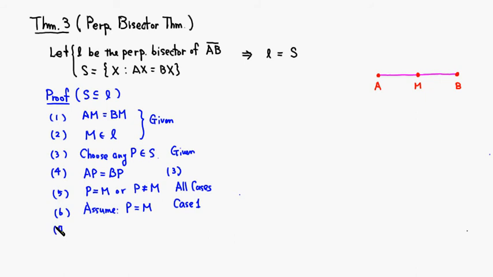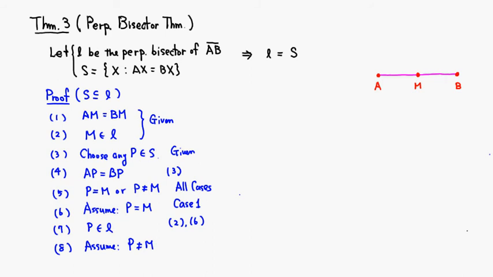then we know that M is on the line L, so P is in L, right? So we're combining line number 2 and line number 6. Then we're done with this part, because P is already in L. Alright, so let's look at the second case. Let's assume that P is not equal to M.